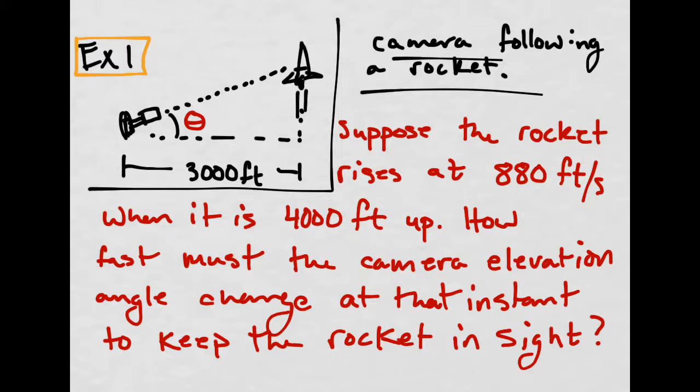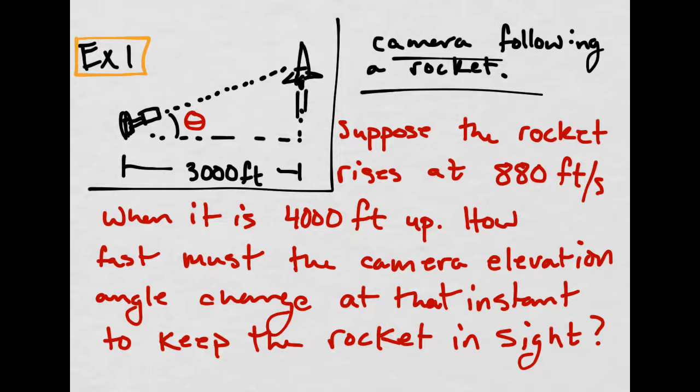And the problem says, suppose the rocket rises at 880 feet per second. When it is 4,000 feet up, how fast must the camera elevation angle, so theta, change at that instant to keep the rocket inside?